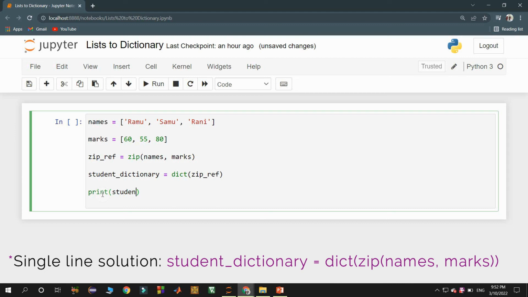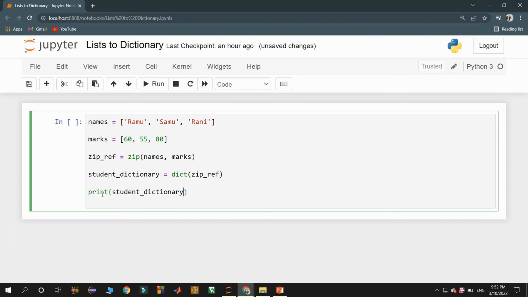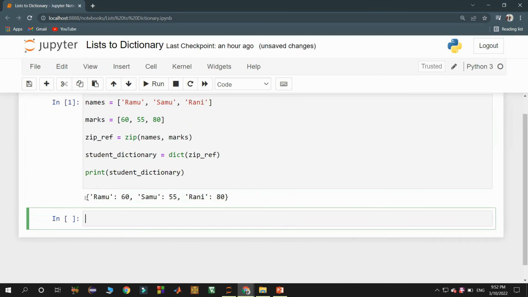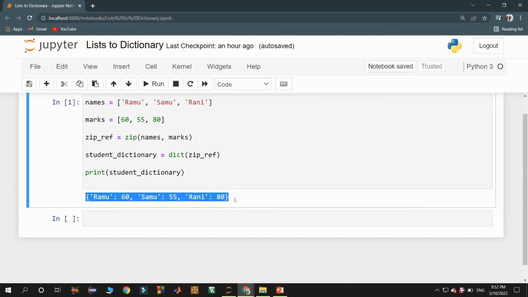Now I am displaying the dictionary. Then we got a dictionary, where the keys are the names of the students and the values are the marks obtained by those students.